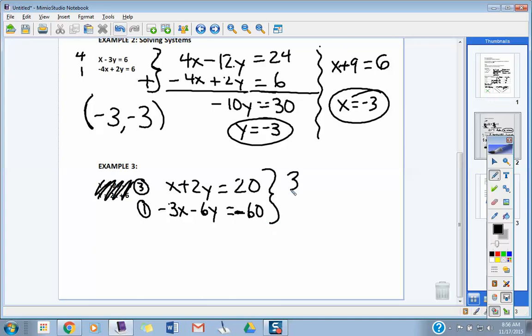Yep. Yep. How much? Very good, Chelsea. Let's see. I think I can handle multiplying this by 1. You guys check me on this? I think it's -3x minus 6y equals -60. Okay. Adding or subtracting? I'm going to add, right?